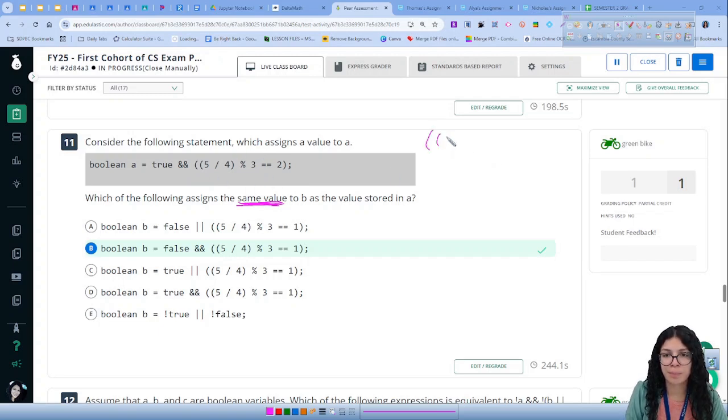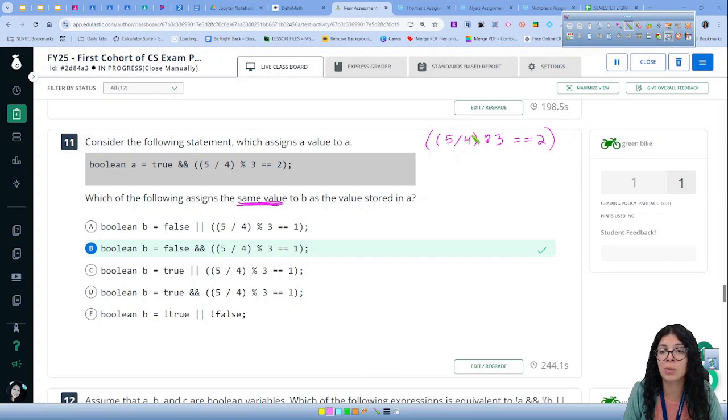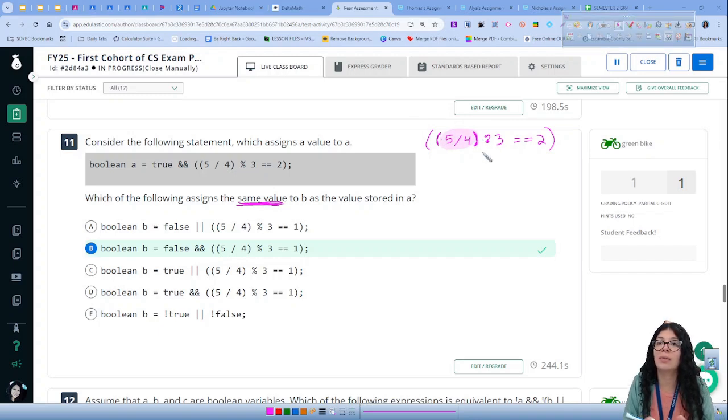So we have 5 divided by 4, and notice that 5 and 4 are both ints. And so when we do the division, and we're going to do that first because the parentheses are first in the order of operations, we're going to go ahead and do integer division. So 5 divided by 4 is 1 point something. We truncate the point something, so 5 divided by 4 just gives me 1.